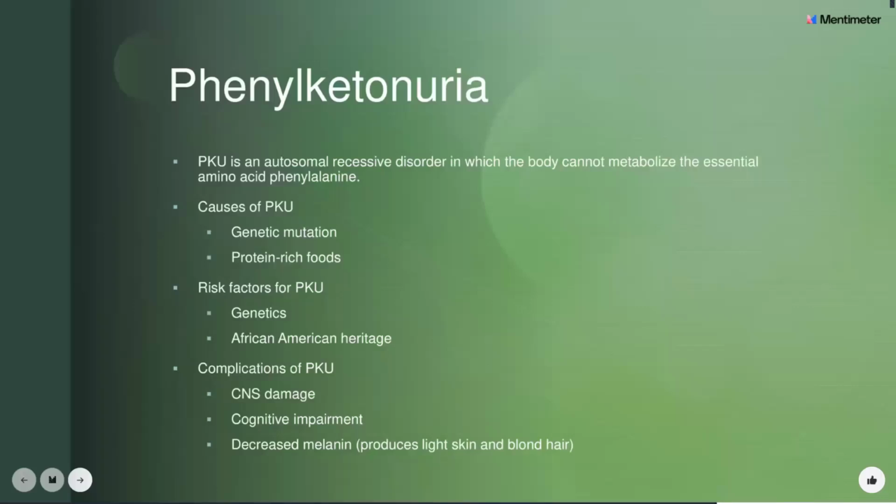Phenylketonuria, or PKU, is an autosomal recessive disorder where we can't metabolize one of our amino acids, phenylalanine. So it's a genetic mutation, and it's caused by exposure to protein-rich foods. It causes central nervous system damage, cognitive impairment, and decreased melanin. So that's what gives your skin its color. So these patients tend to have very fair skin and blonde hair.